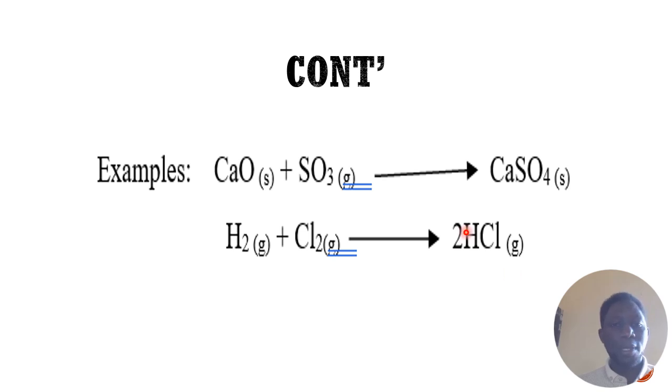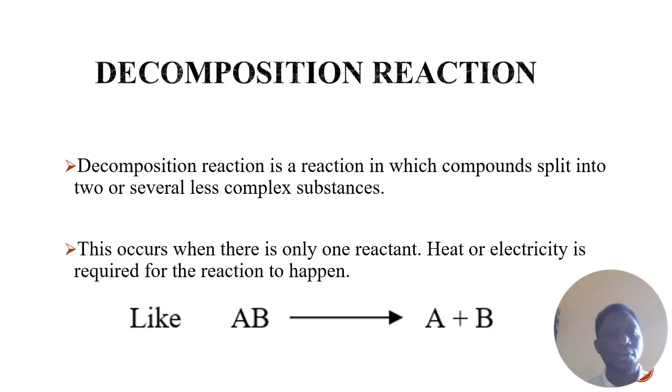For example, here we have calcium oxide react with sulfur trioxide and produce calcium sulfate. Different reactants, but we get one product. Hydrogen gas reacts with chlorine gas to produce hydrogen chloride gas. These are examples of combination reaction.